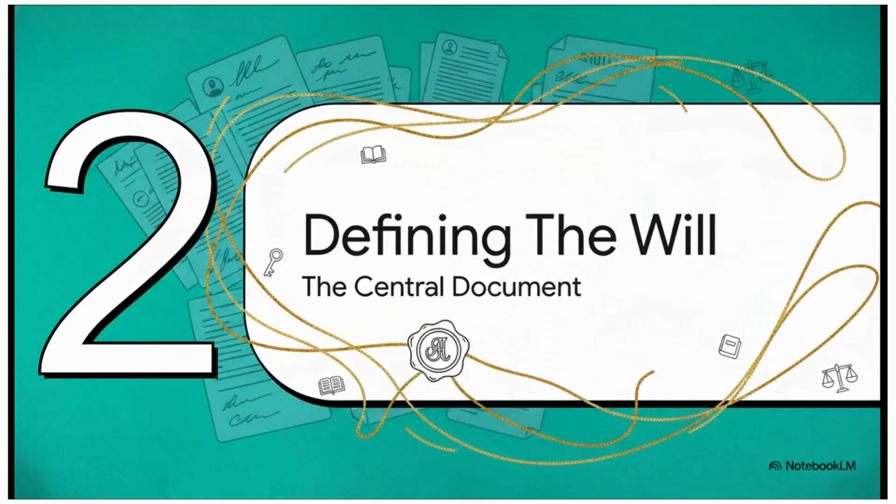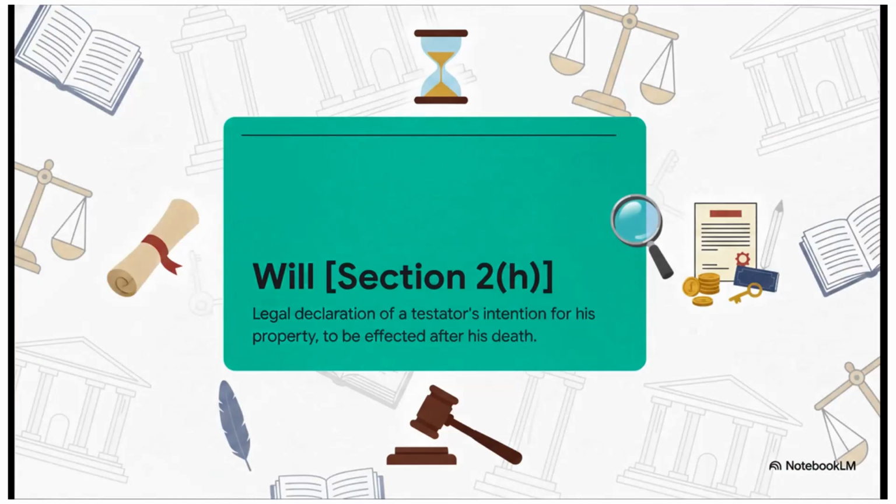All right, with the purpose of the Act established, let's turn to the absolute centerpiece of all of this, the will. Pretty much everything we're about to discuss revolves around this single document. Okay, let's really unpack this definition because every single part of it is critical for your exams. First, it's a legal declaration. That means it has formal legal weight. Second, it captures the testator's intention. Third, it's specifically about their property. And fourth, and this is the part you can't forget, it does absolutely nothing until after their death. These four elements are the pillars of what makes a will, legally speaking, a will.